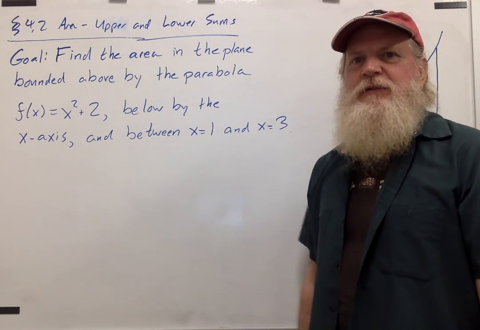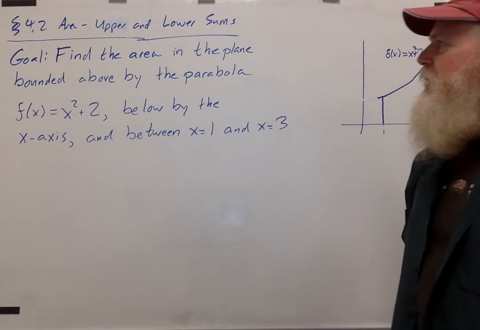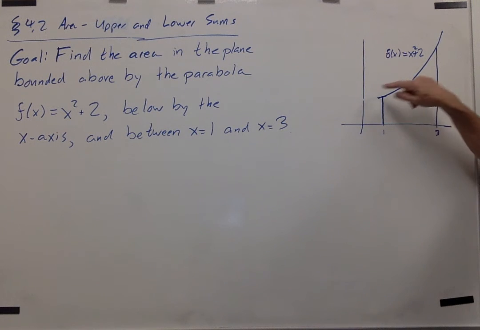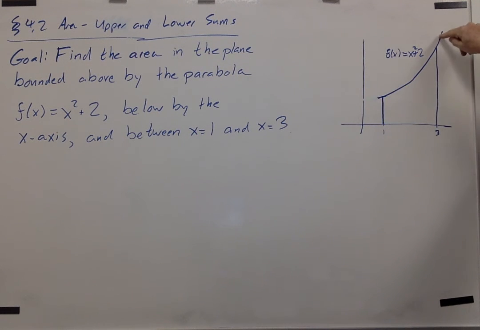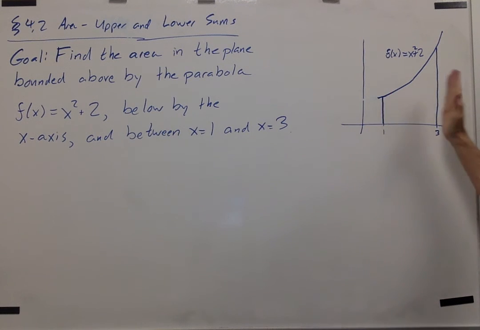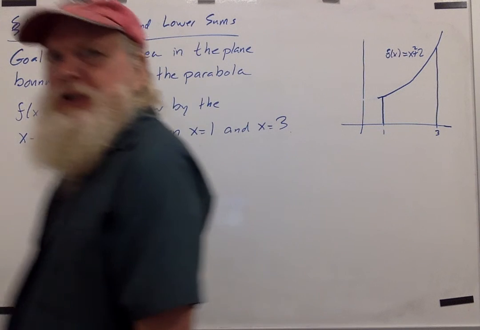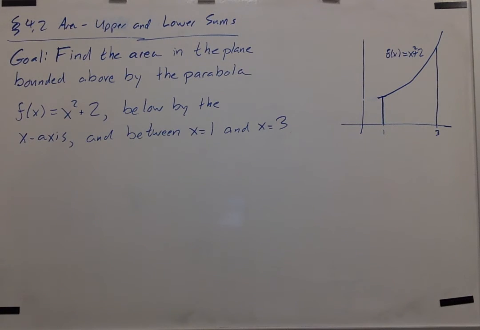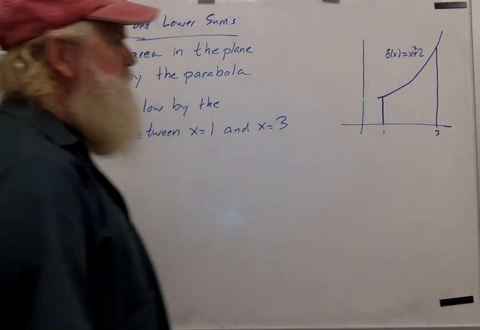Let's say that our goal is to find the area in the plane of the region which is bounded above by the parabola y equals x squared plus 2, bounded below by the x-axis, and it also lies between the vertical lines x equals 1 and x equals 3. Since we don't have a direct way of figuring out the area of this, as this isn't a familiar geometric shape, let's see if we can approximate that area in some sense.